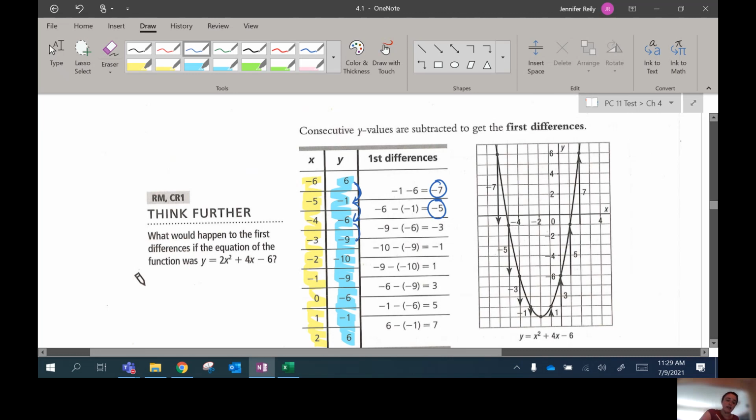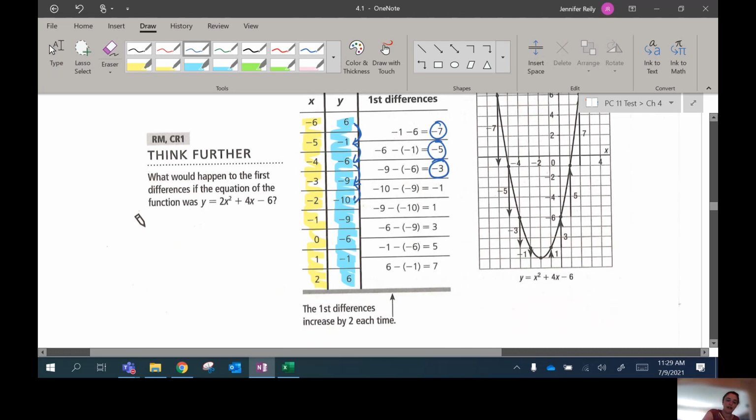And then from -6 to -9, that's a decrease by 3. And then from -9 to -10, that's a decrease by 1. And then increase by 1, increase by 3, increase by 5, increase by 7. So the points are getting farther and farther apart. The jumps between them are farther and farther apart.